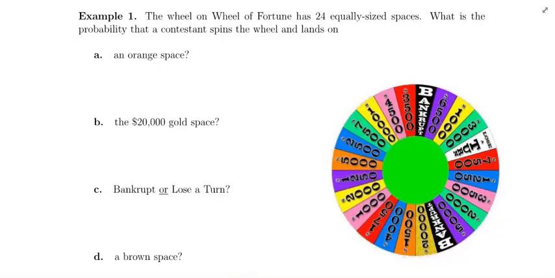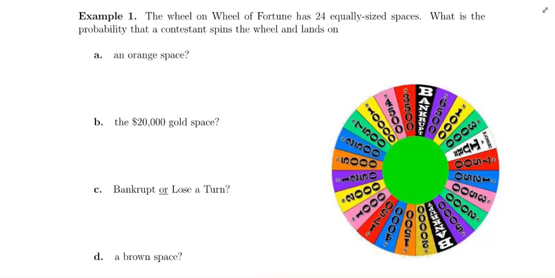Right, in example one, we are going to look at the wheel used on Wheel of Fortune. So here's an example of one of the wheels that may have been used in a show. It says the wheel on Wheel of Fortune has 24 equally sized spaces. What is the probability that a contestant spins the wheel and lands on an orange space, the $20,000 gold space, bankrupt or lose a turn, and then finally a brown space?